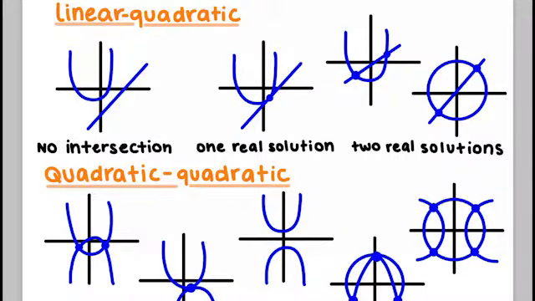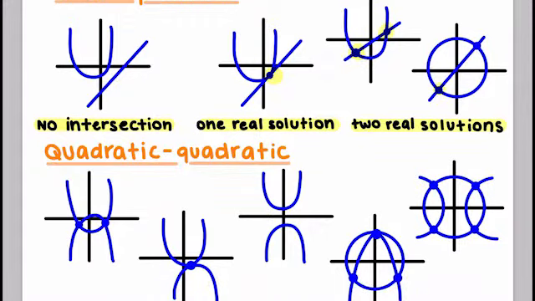Systems of quadratic equations. There can be two different systems of quadratic equations. The first one is a linear quadratic. It can have no solution, which in the graph means it doesn't have an intersection. It can have one solution, which in the graph has one intersection. Or it can have two real solutions, and in the graph it has two intersections.